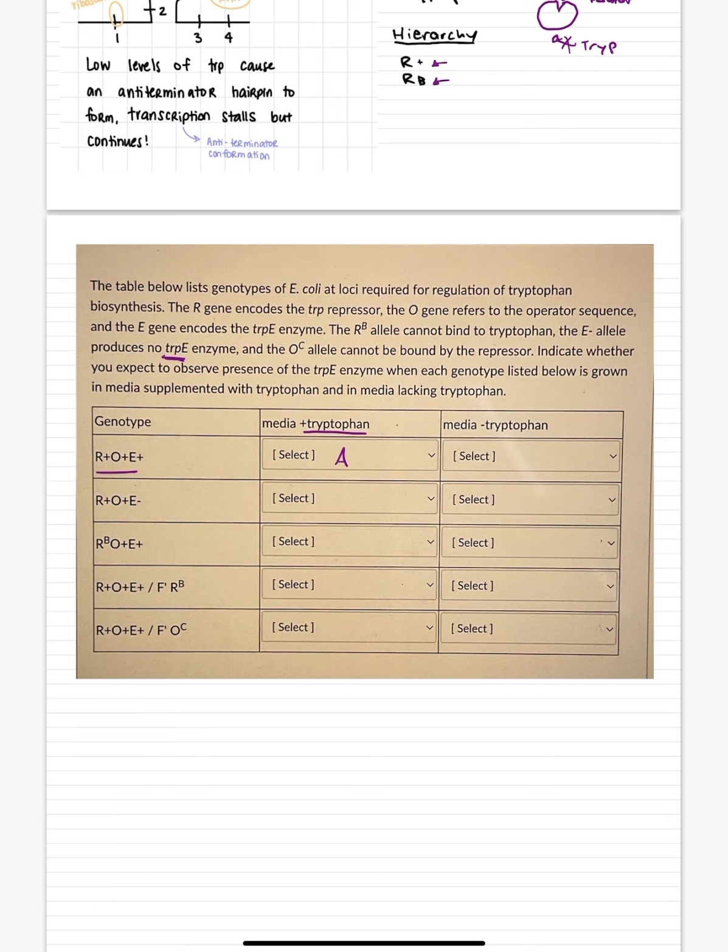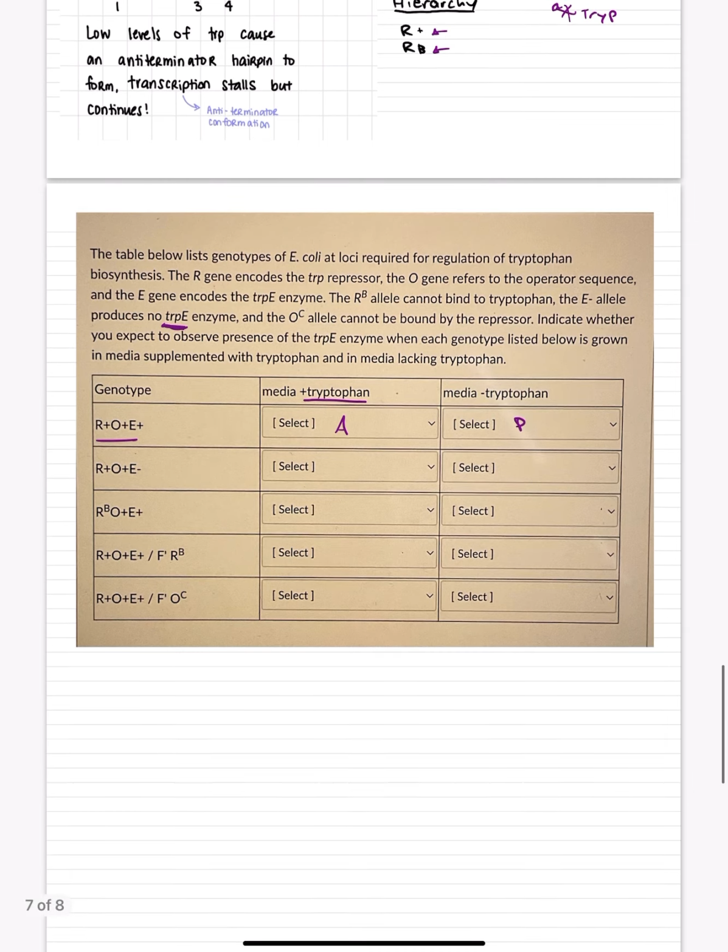Now, if we were to have a media without tryptophan, remember, this enzyme helps make tryptophan. We don't have any tryptophan in the environment, so we're going to want to make more tryptophan. So TrpE will be present. I would suggest that everyone tries to solve the rest of these problems, so you can pause the video, come back to it, or do whatever you want.